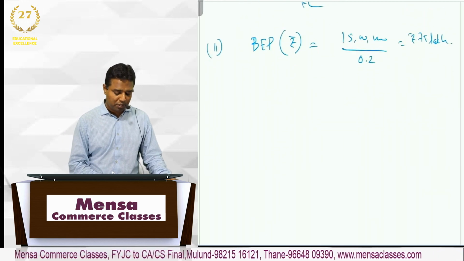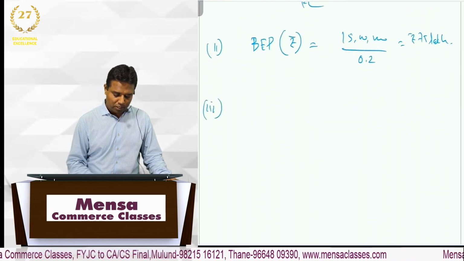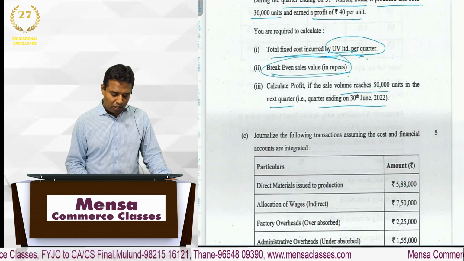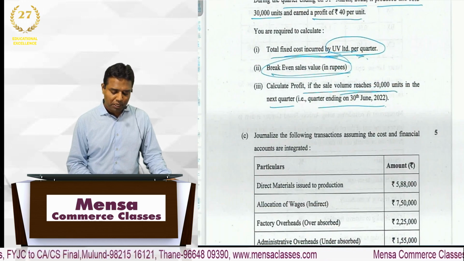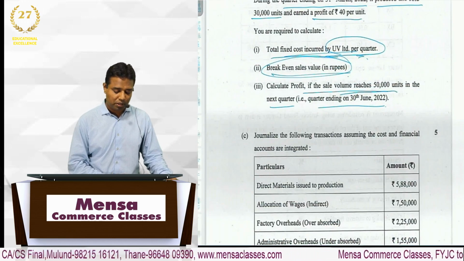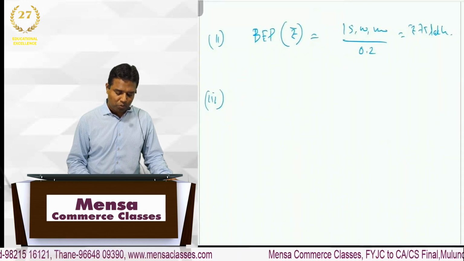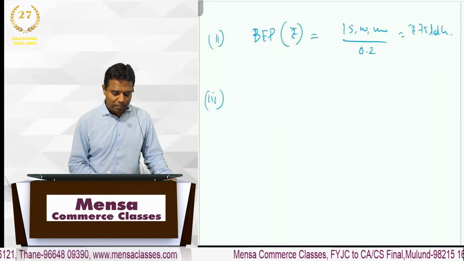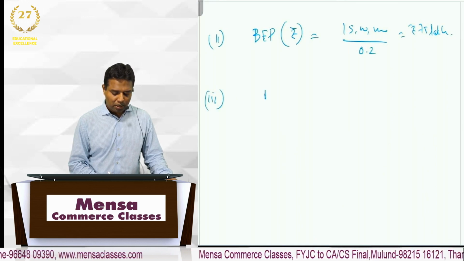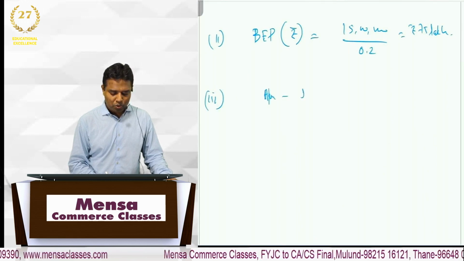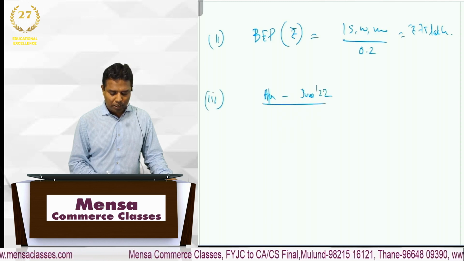Third sub question. What are we supposed to do in the third part? Third part, calculate the profit if you reach 50,000 volume in the next quarter. So 50,000. Now you're going to sell 50,000. They are saying what is the profit? So that is a quarter from April to June 2022.